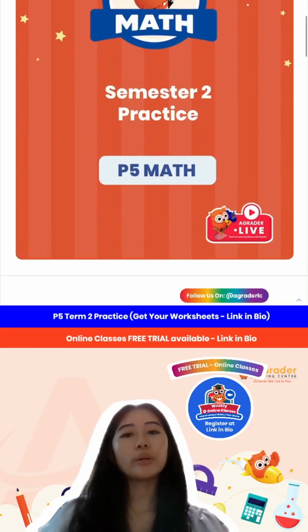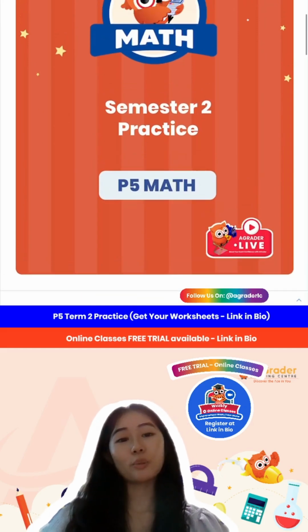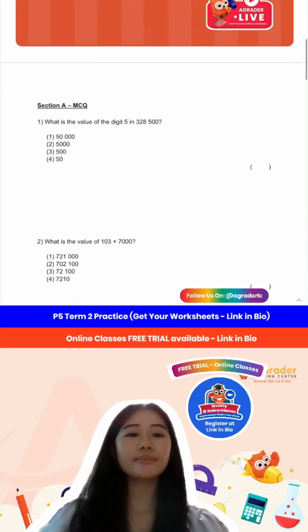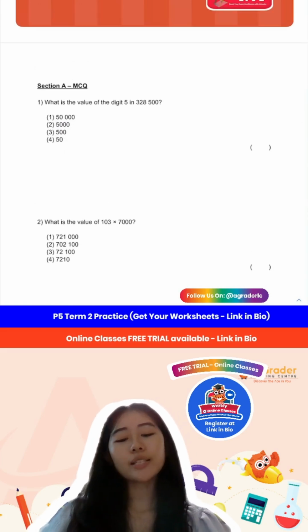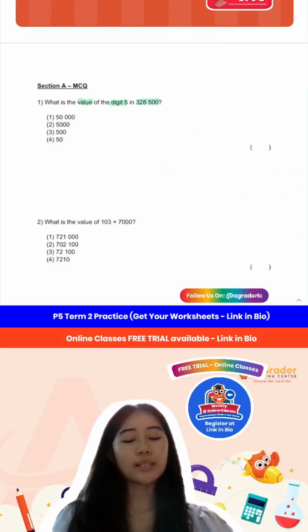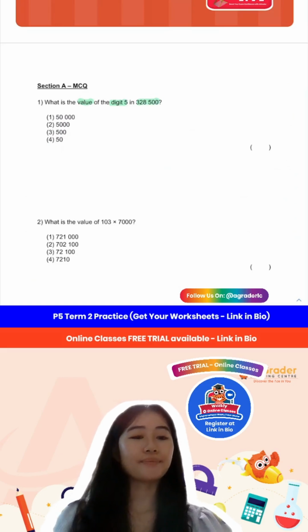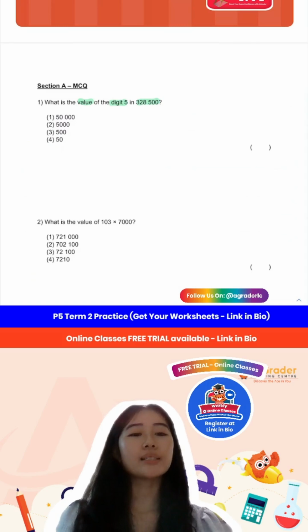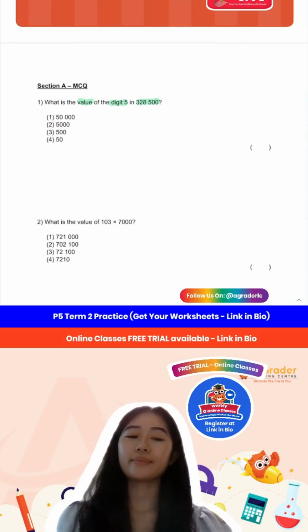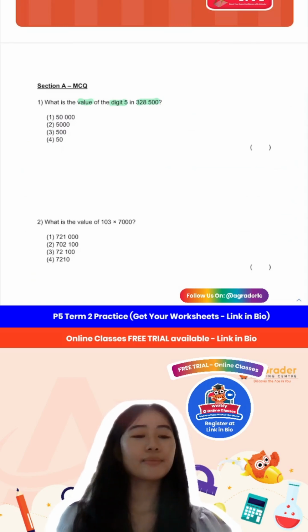Okay, so we'll be doing semester 2 practice for P5 math. Let's look at our first MCQ. Very simple. What is the value of digit 5 in 328,500? So let me know your answers in the chat. What are the answers? First question, very simple. Don't need any calculation at all.